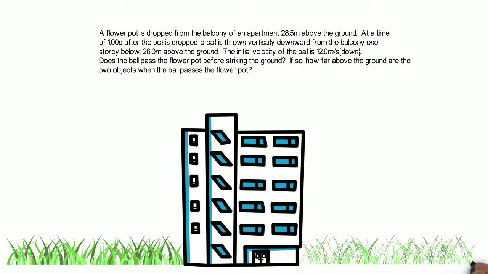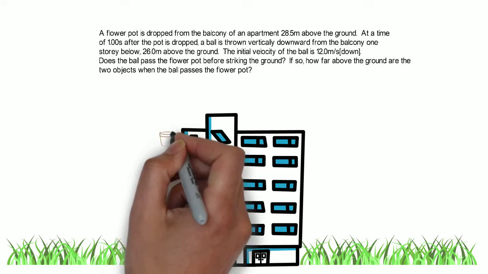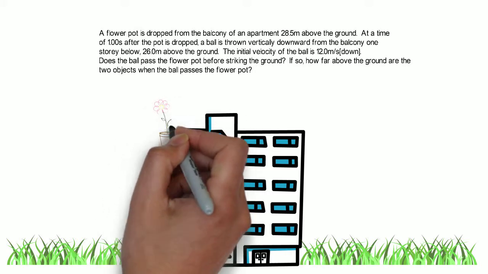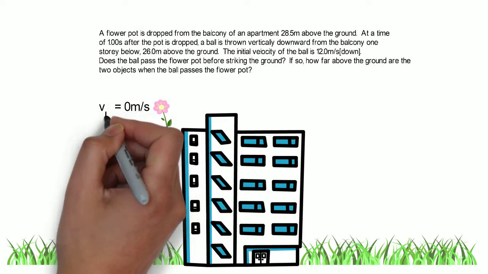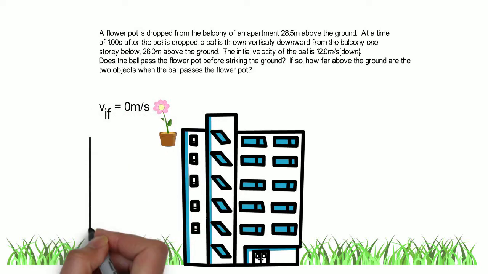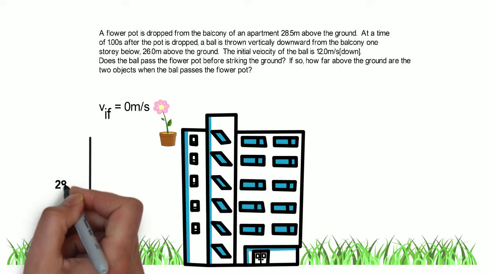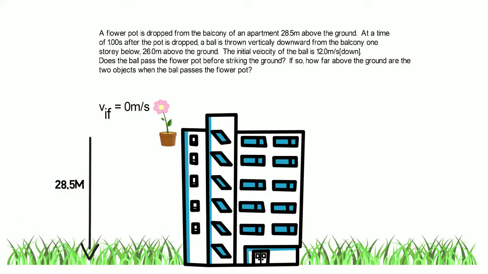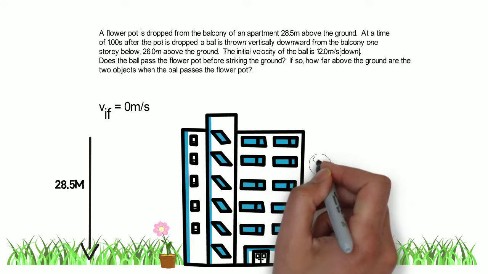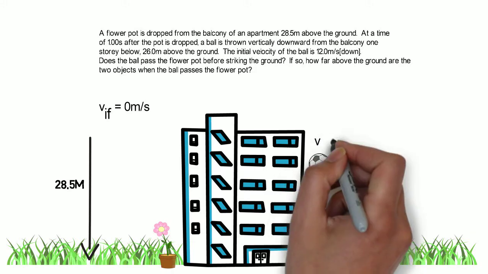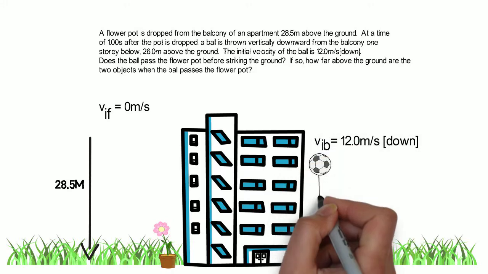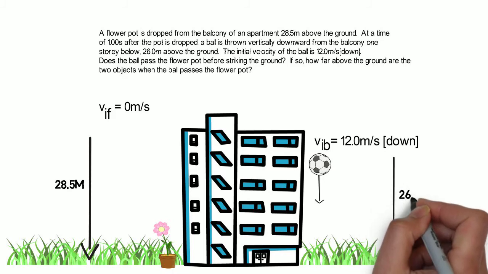So there's a lot of words to this question. So we draw everything, draw what we see, and write what we know on our picture. We know the flower pot has an initial velocity of 0, and it is 28.5 meters above the ground. At a time 1 second later, the ball has an initial velocity of 12 meters per second down and is 26 meters above the ground.